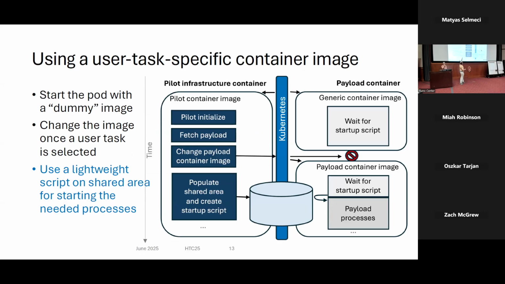So this is really the timeline from top to bottom. You start with a generic container on one side and a pilot container on this side. And you start your initialization, you fetch all the information you need. Once you have the container image, you tell Kubernetes to change it. And then, or in parallel, you put all the stuff on the shared file system, and the payload can start.